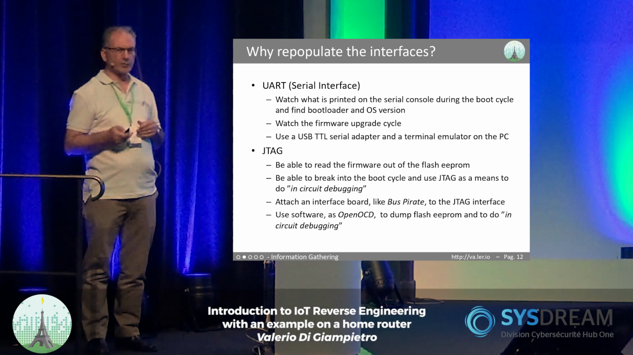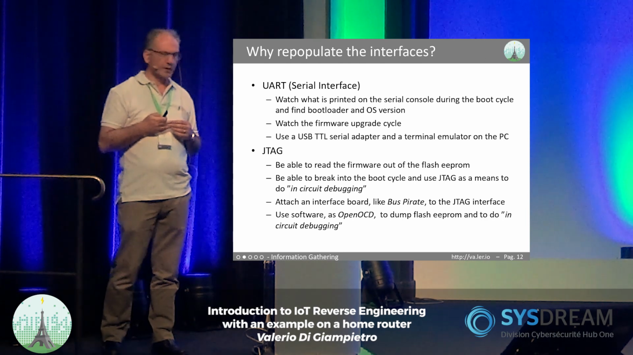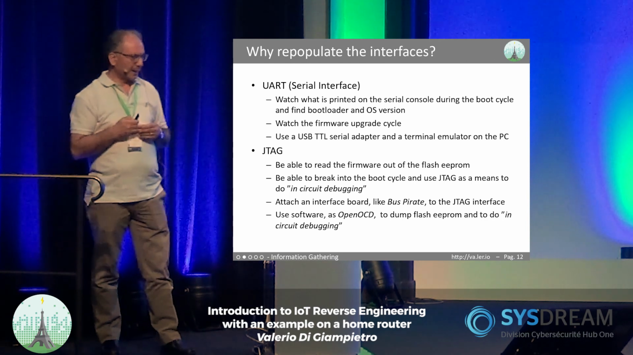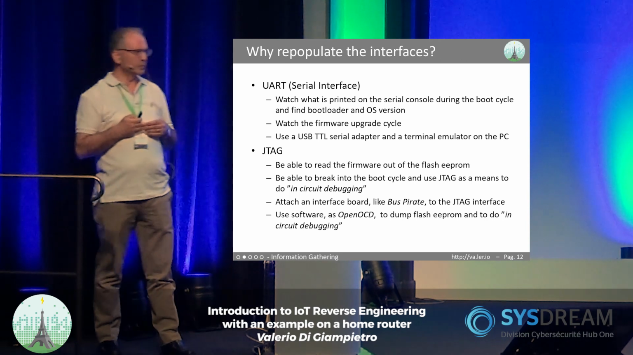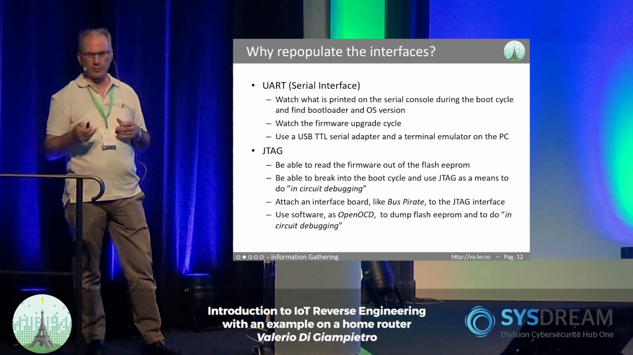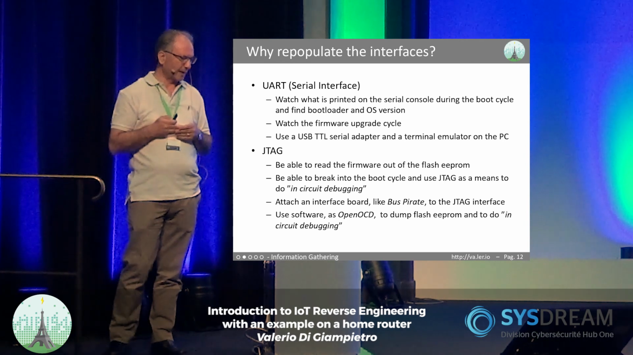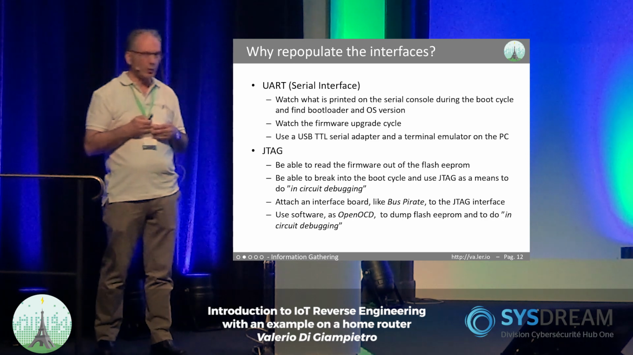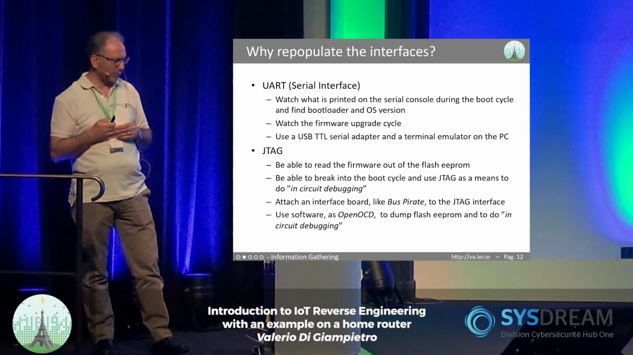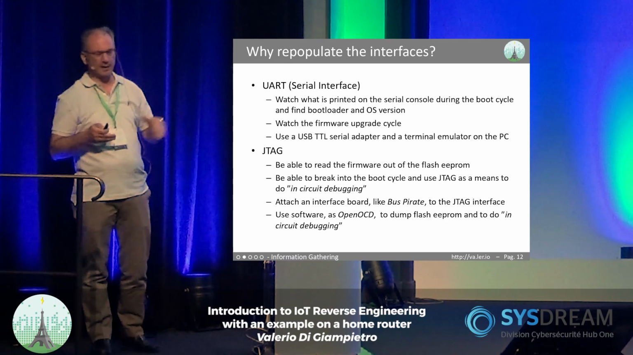We are also interested in the JTAG interface because it allows us to read the firmware from the flash EEPROM, allows us also to break into the boot cycle and use the JTAG interface as a means to do in-circuit debugging. To do so, we have to attach a board like Bus Pirate to the JTAG interface, and we have to use open source software like OpenOCD to dump the flash EEPROM and to do in-circuit debugging. Anyway, to do this kind of thing is really, really hard.